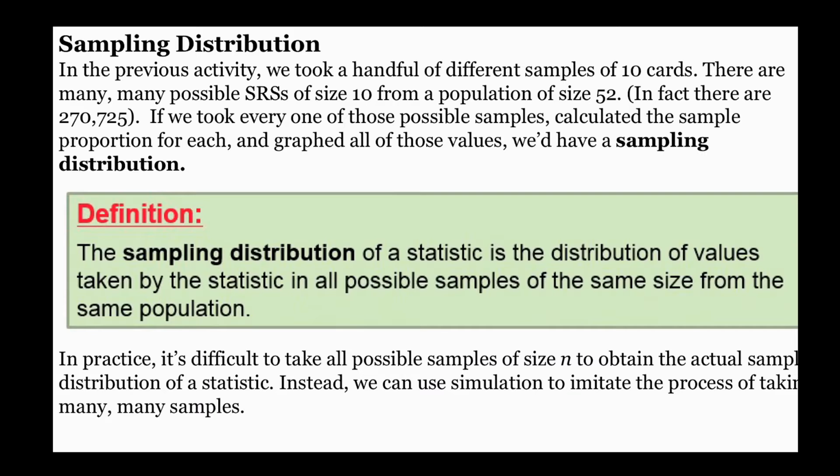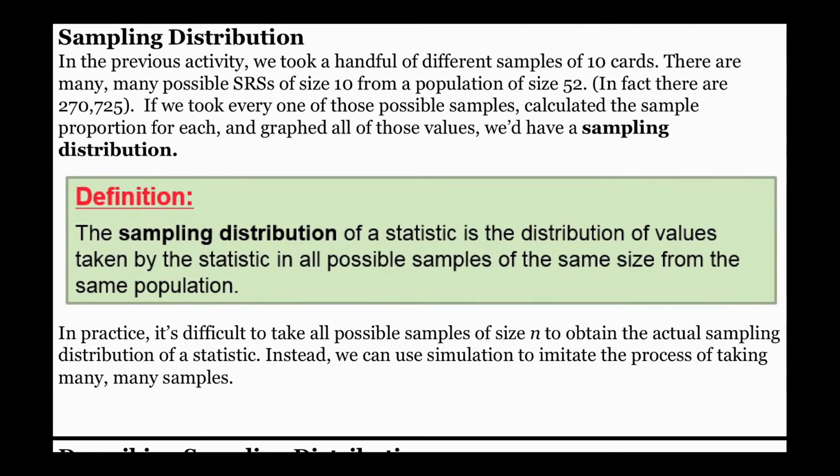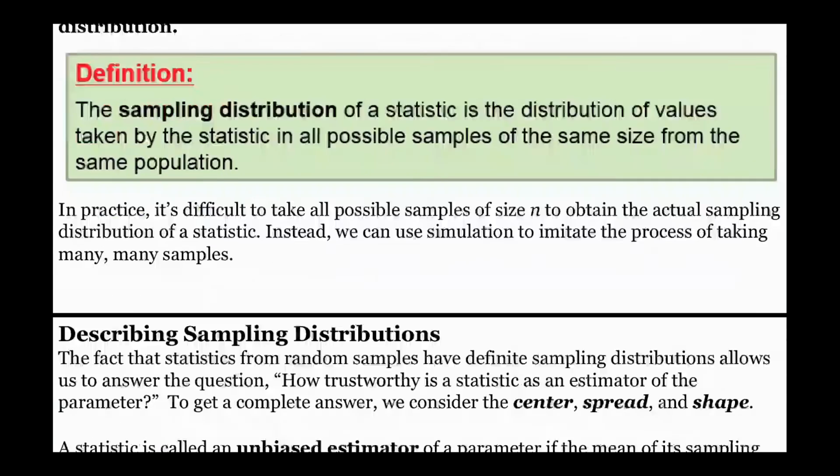Okay, so the sampling distribution of a statistic is the distribution of values taken by the statistic in all possible samples of the same sample size from the same population. In practice, it is difficult to take all possible samples of size n to obtain the actual sampling distribution of a statistic. Instead, we use simulation. So sometimes they'll simulate this. You can simulate it as well. We won't do that in class, but you can do that too.